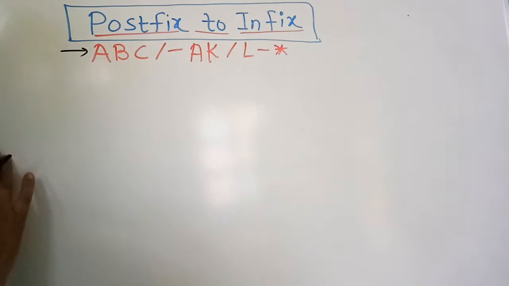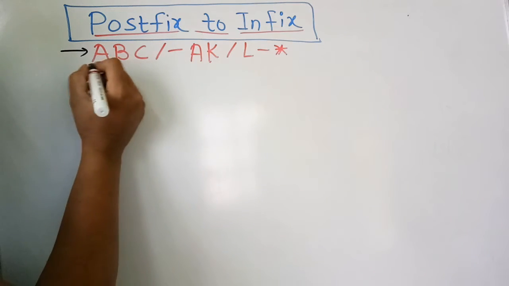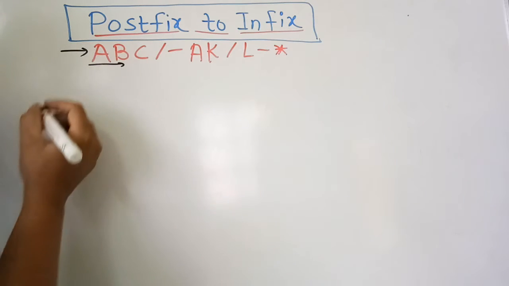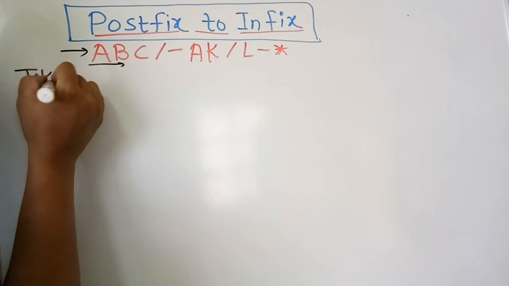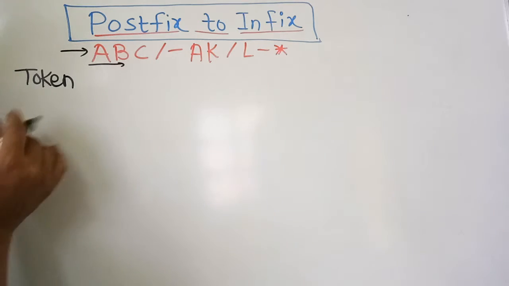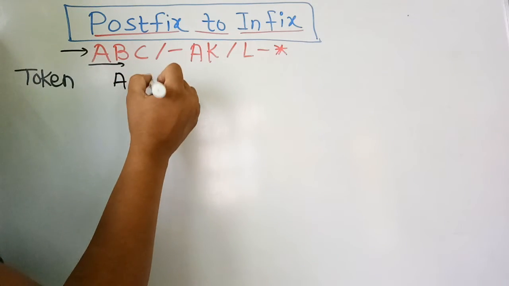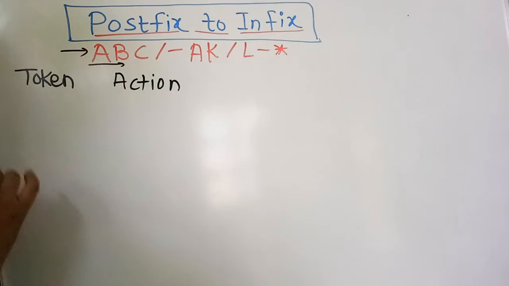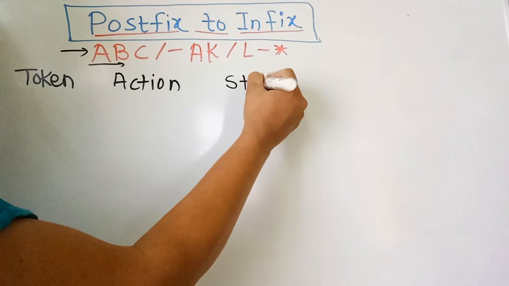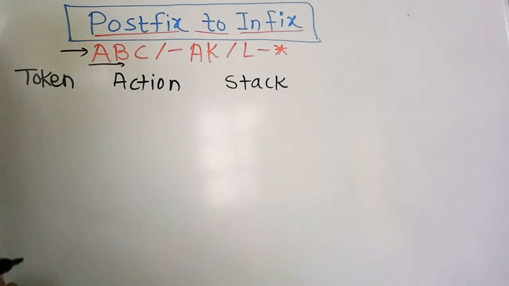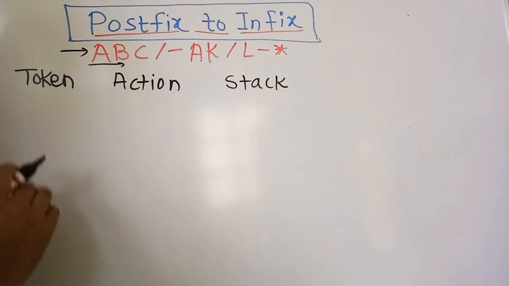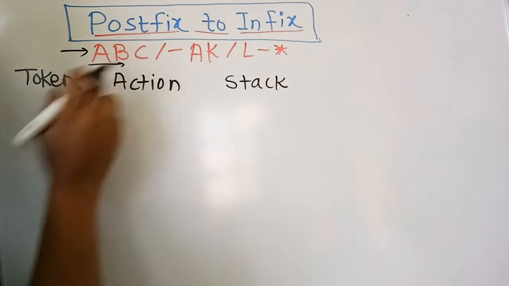The first step was to scan the input from left to right, character by character, where scanning is nothing but finding the tokens. So we will list out the tokens, taking them one by one for scanning. Then we have to mention the action, and then perform some stack operations. Now we will scan from left to right.